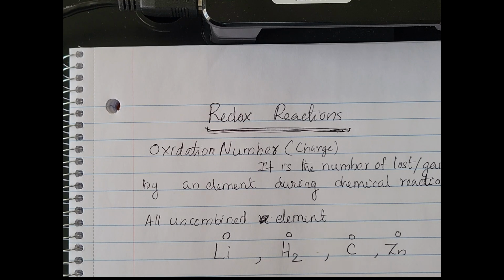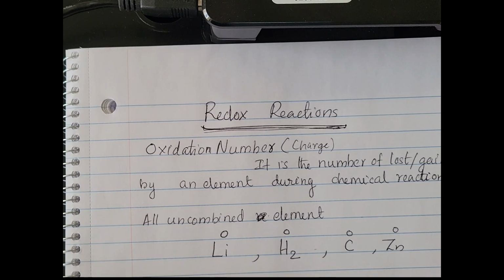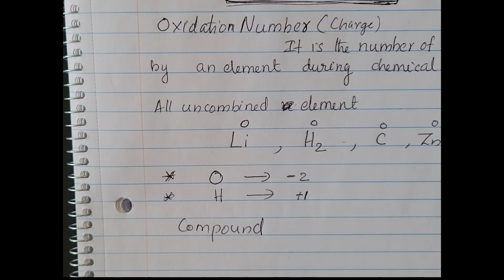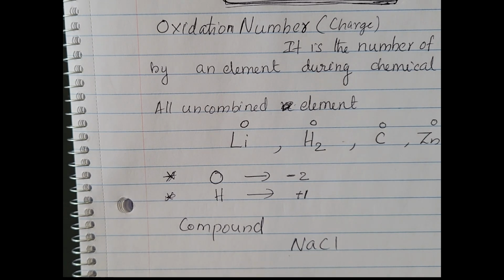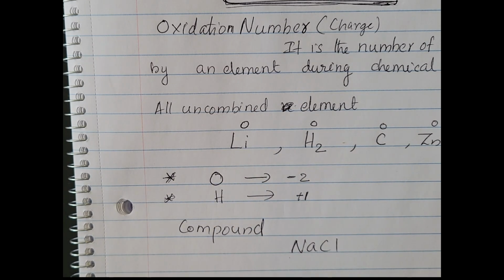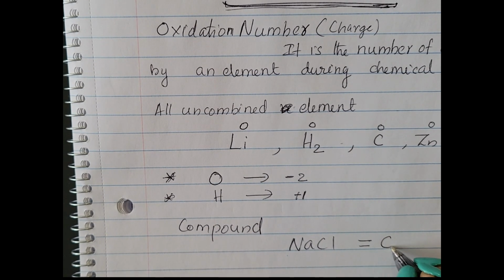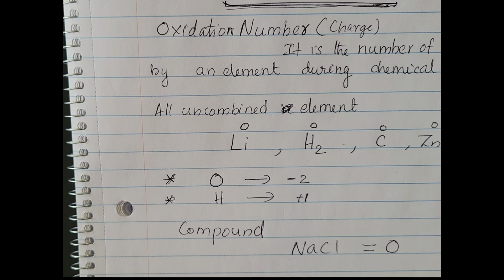Okay. Then if we see a compound, say for example sodium chloride, what will be the total charge for the compound? Sodium will be what? +1 and chlorine will be -1. So what will be the total charge? So all compounds will have a total oxidation number of 0. The sum of the oxidation numbers for a compound will be 0.